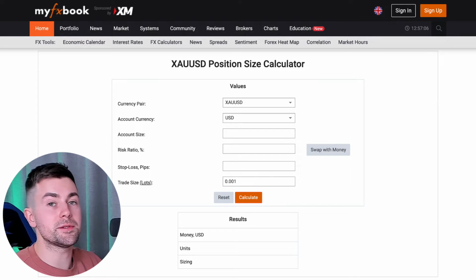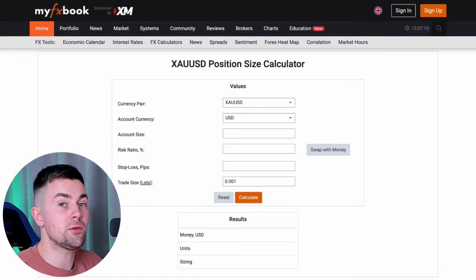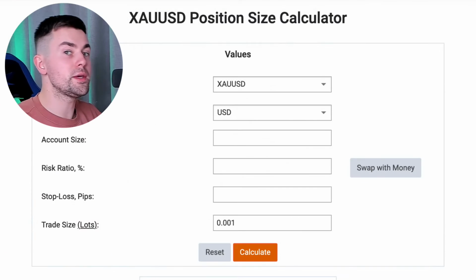Open the position size calculator. I recommend using the position size calculator on my FXbook website. It is free and it is very easy to use. Fill all the empty fields.